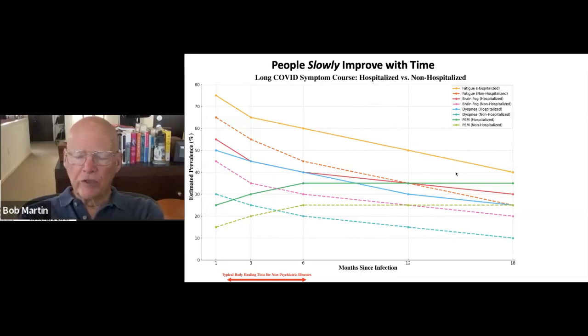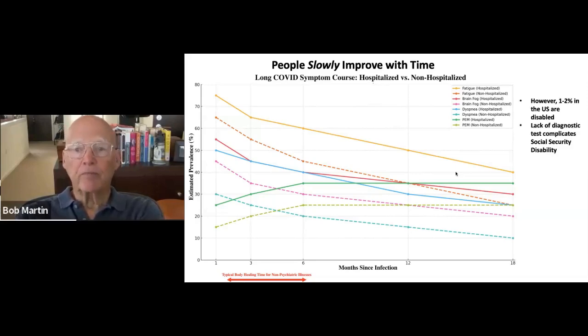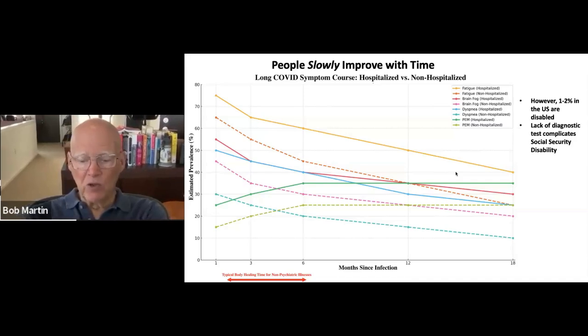We had a very good friend's granddaughter, college age, healthy, strong, no comorbidities. It took 2 years for her to recover. And 1% to 2% in the US are disabled. With no diagnostic test, it complicates Social Security disability, who won't tell you how many people are disabled because of long COVID.